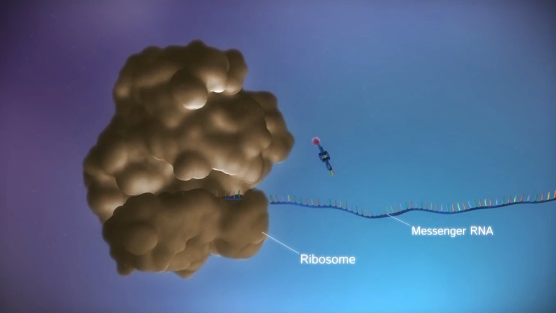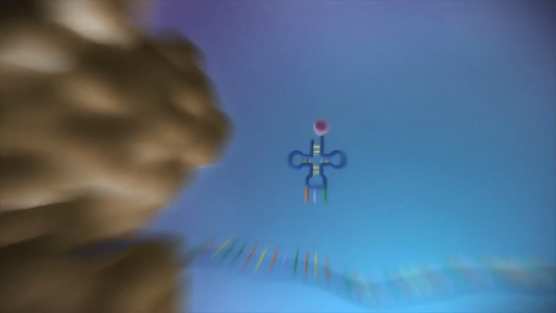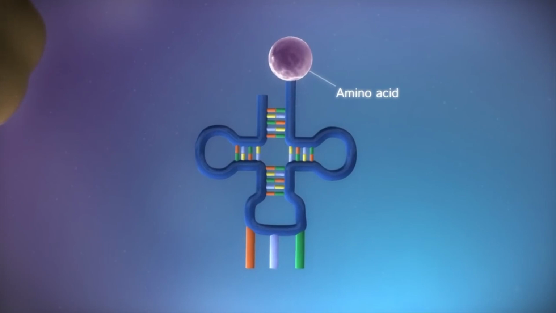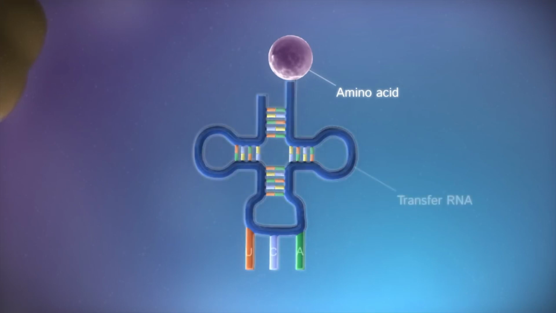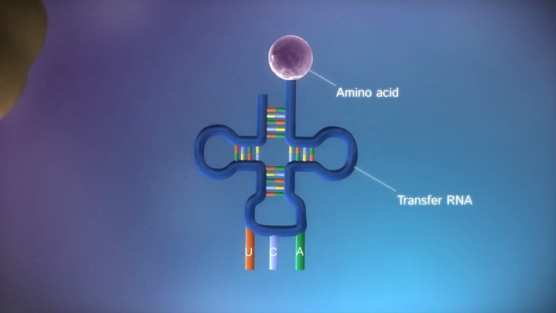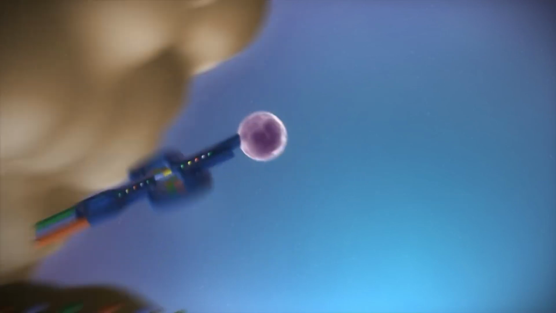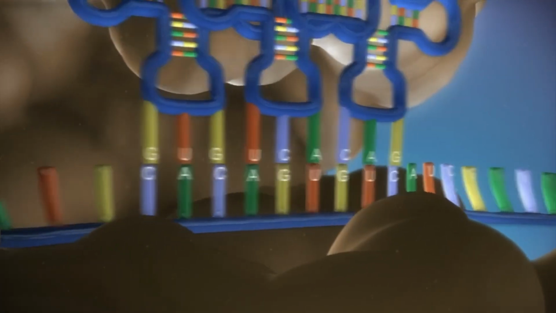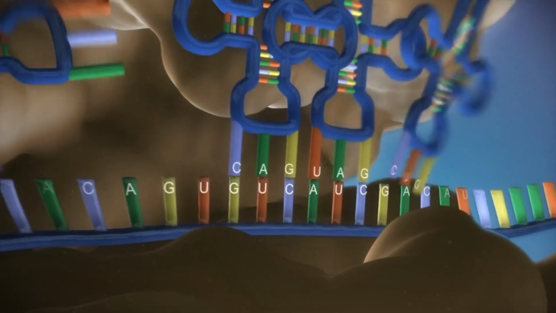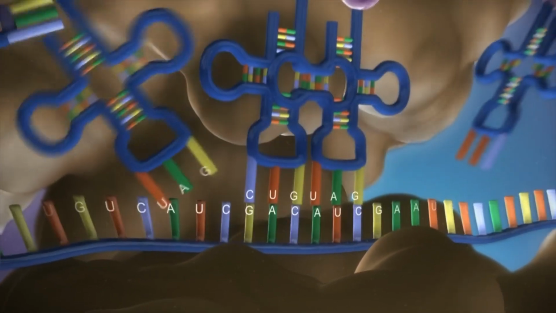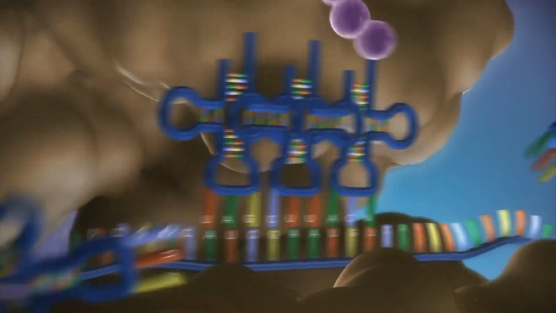Translation involves the conversion of the mRNA sequence into a sequence of amino acids, which forms a protein. These amino acids are attached to transfer RNA molecules, which are free-floating in the cytoplasm. Each amino acid is coded by a different sequence of 3 bases, known as anticodons. The ribosome reads the mRNA sequence 3 bases at a time, known as codons.